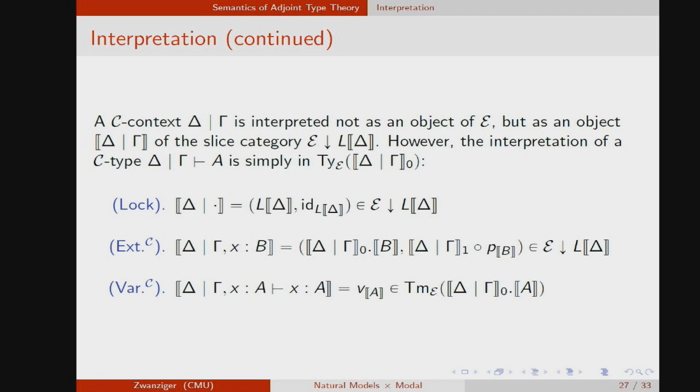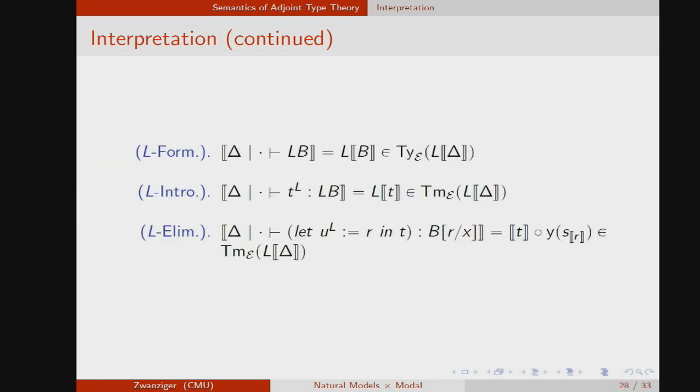But of course, what we're given in the data is just this natural model over E. So if we're going to interpret the types, we need to take the domain of that arrow and then look at the types that are living over that. So this is some kind of complicated bureaucracy. And then the interpretation is completely as suggested by the notation. You interpret L in the syntax by L in the semantics, and so forth.